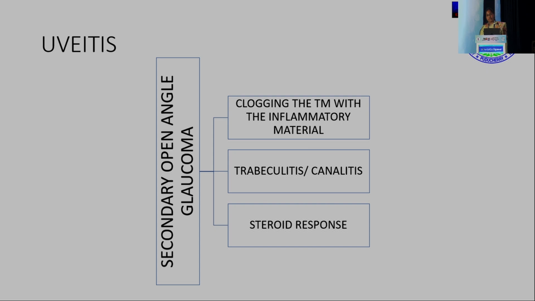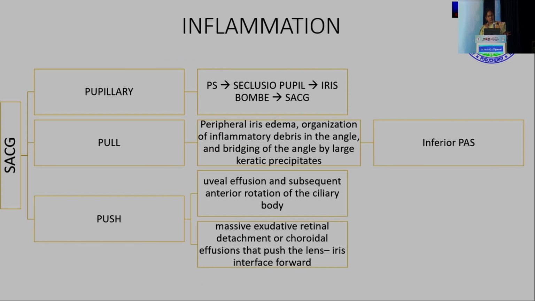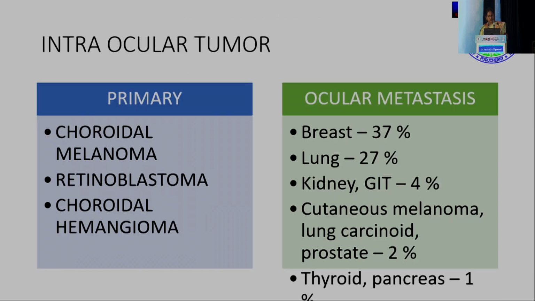Inflammatory disorders can cause glaucoma by any mechanism, open angle or angle closure glaucoma. Open angle is due to trabeculitis, or obstruction by inflammatory cells, or the steroid response. Always keep in mind, if cells are fewer, then it might be steroid induced. It can cause pupillary block, a pulling mechanism because of inferior PAS, and a pushing mechanism because of choroidal effusion and massive exudative retinal detachment.